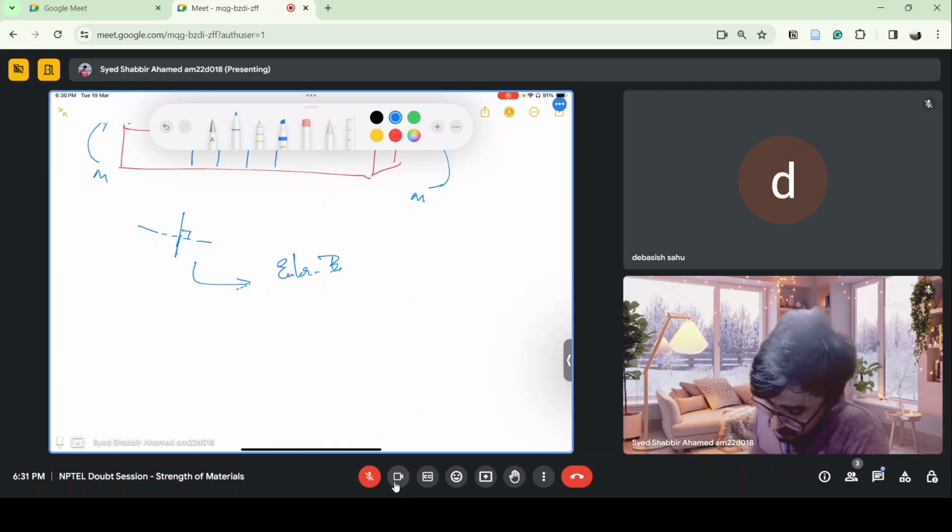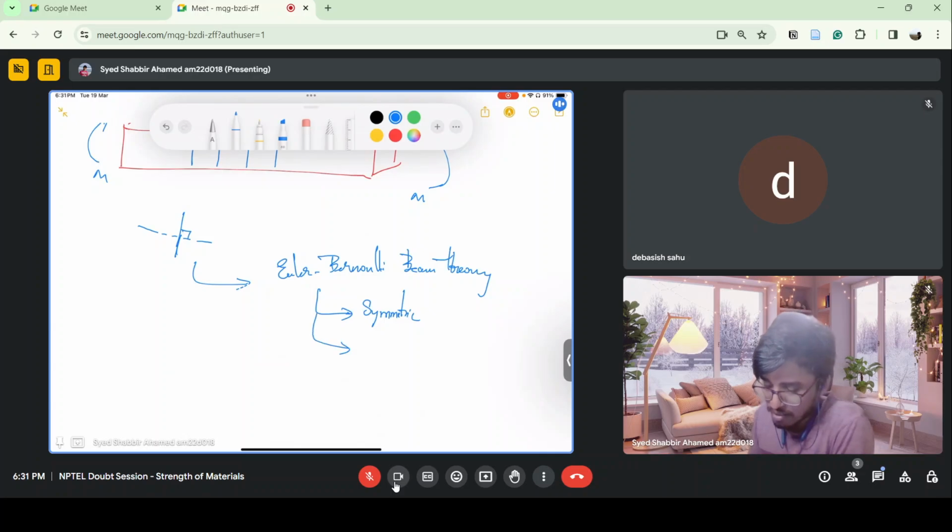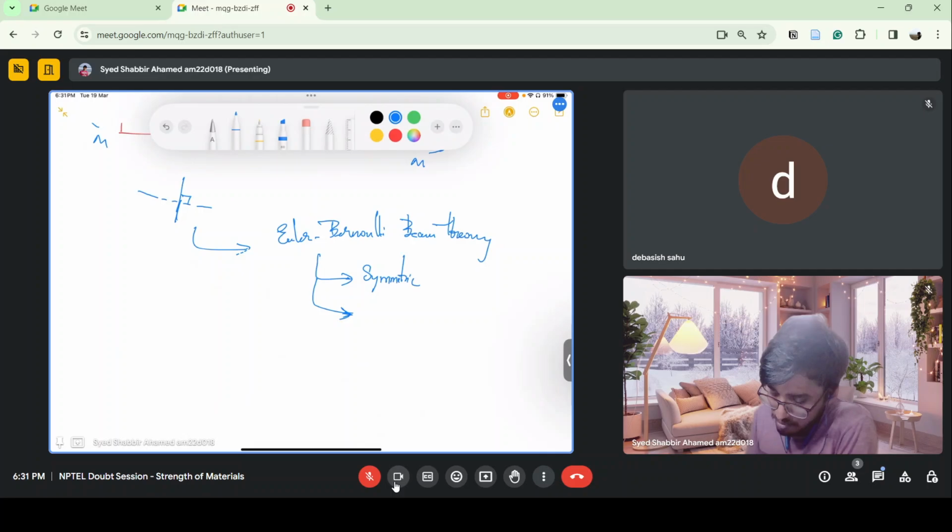So the Euler-Bernoulli beam theory, whatever we have discussed in this week, is applicable only for symmetric cross sections, cross sections which have some symmetry about the vertical axis on which the load is applied, and also the thickness or breadth, sorry, depth of the beam should be comparably low.